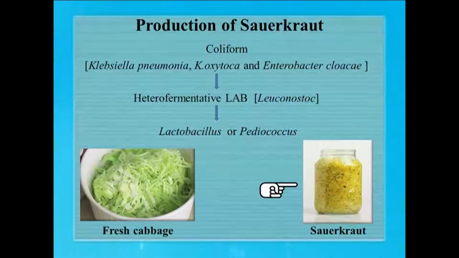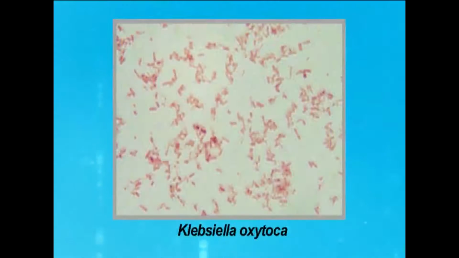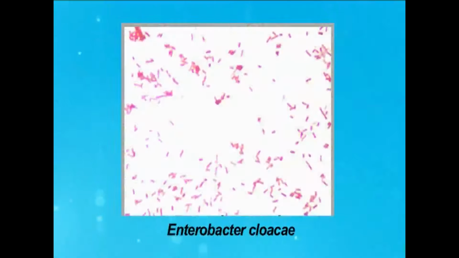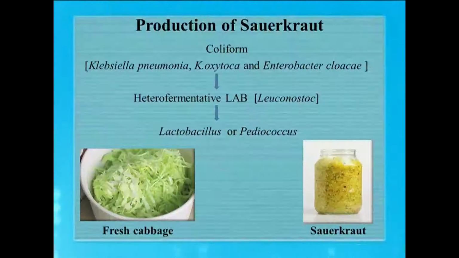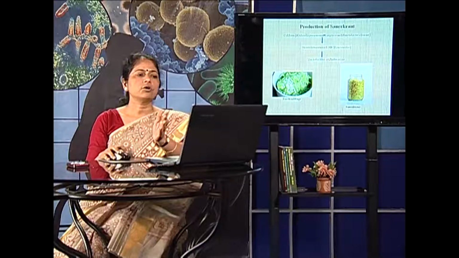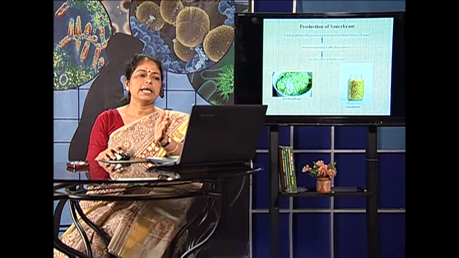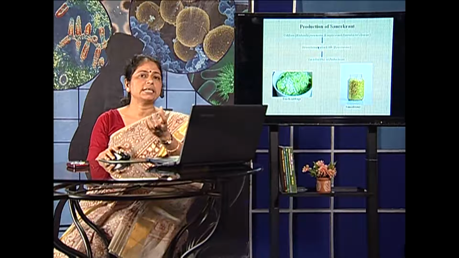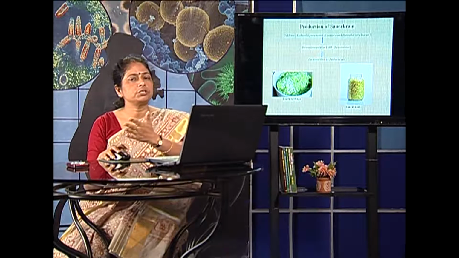Over here you can see the picture. So after they have been kept in a bottle and enclosed properly, after a few days we find that the naturally occurring coliform bacteria, which may be Klebsiella pneumoniae, Klebsiella oxytoca or Enterobacter cloacae, that are naturally present in the cabbage leaves, start the process of fermentation. That is the process of sauerkraut formation. The coliform bacteria so present now produce a huge amount of acid and gas, and after that their population decreases.